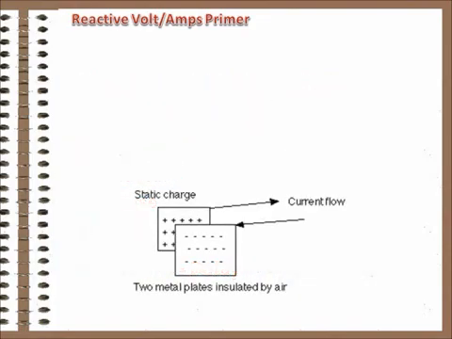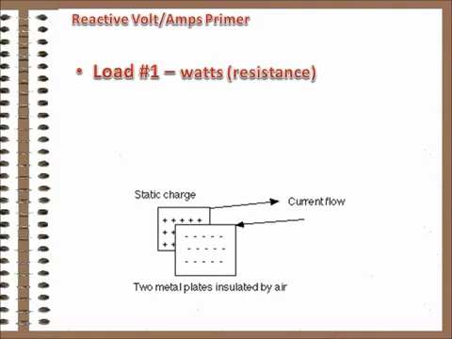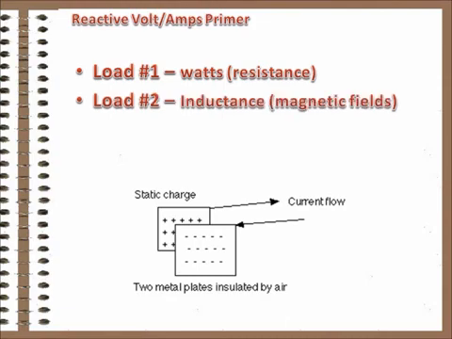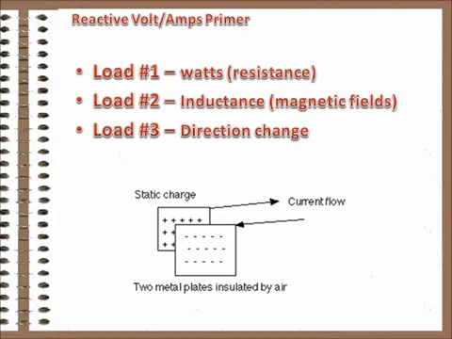So watts from straight resistance or heat is the kind of load we'd all heard about. The second kind is inductance from the moving magnetic fields as just explained. The third kind comes from another thing that happens when AC power changes direction.